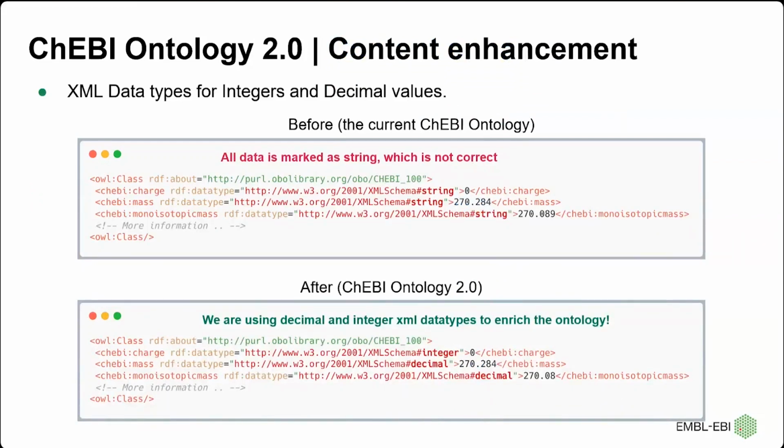And finally, some content enhancements. The first enhancement is related to the XML data types. In the first version of the ChEBI ontology, all the data was modeled as a string, which is not correct. So in the new ChEBI ontology, ChEBI 2.0, we are using XML data types to enrich the ontology, using integers for charge and decimal for mass and monoisotopic mass.